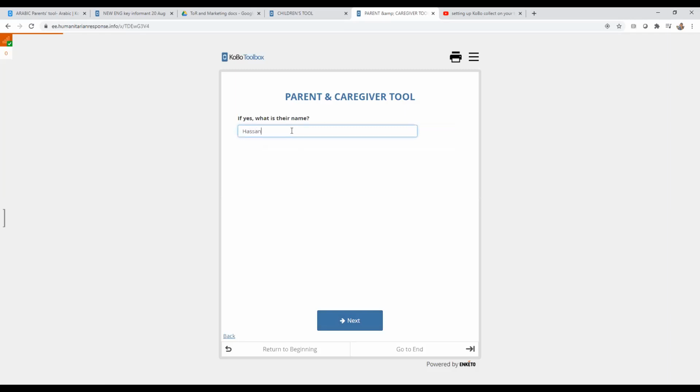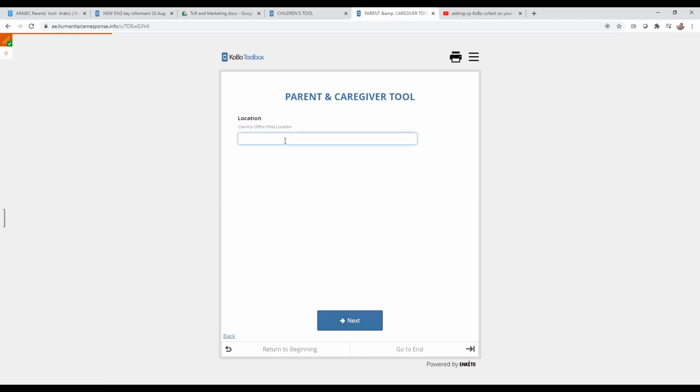I'm just writing any name here. And then what is their relationship to you? So we're talking about the person who is the third party person. So maybe they are a volunteer. You write the answer to the name here. Where are you, which region? So for example, this could be Middle East and Jordan.